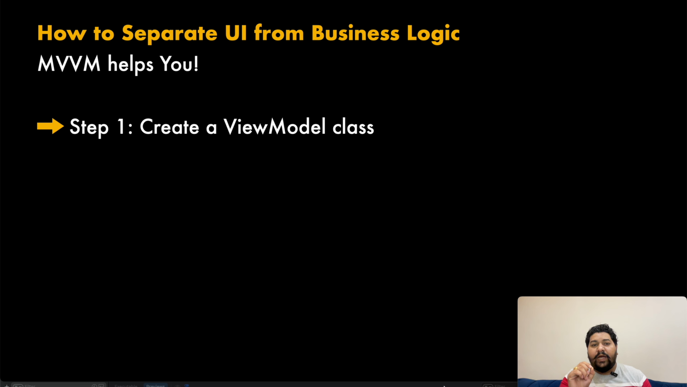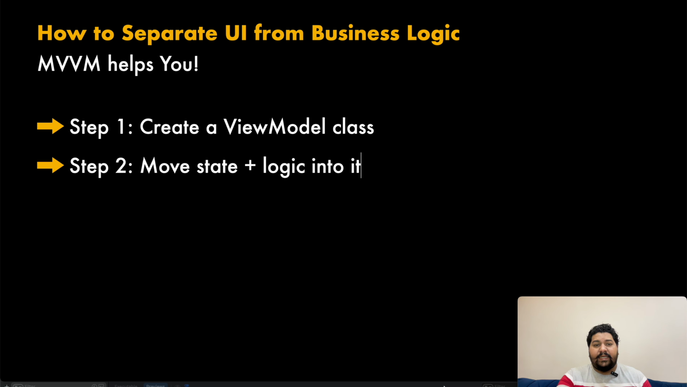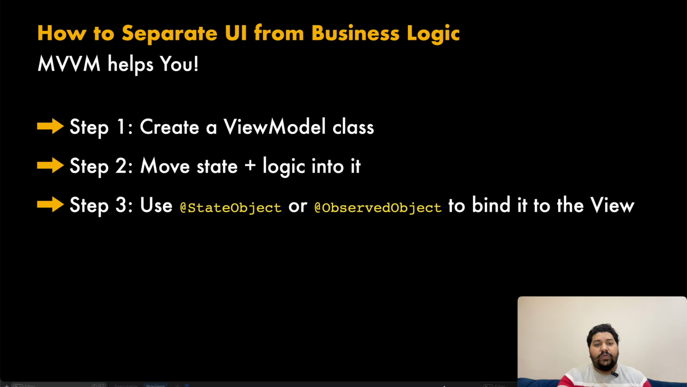The first step is you have to create the view model class. Of course, that view model class will be an observable class in SwiftUI. Second step, the entire code, like state plus logic, you have to move into the view model class. Now the third step, which is again important, you have to use StateObject and ObservedObject to bind the view with the classes. So this is the 3-step procedure for separating the UI from the business logic. I hope it is clear.